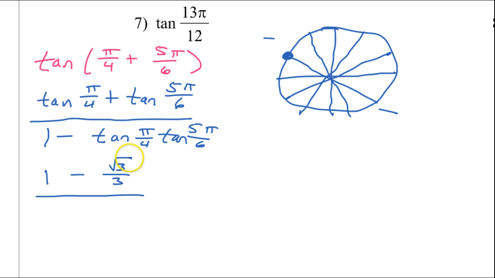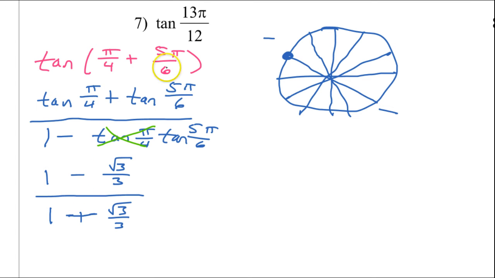Okay, and meanwhile in the denominator, well, tangent of pi over 4 is 1, so I can kind of throw that out. And then we've already discussed that tangent of 5 pi over 6 is negative radical 3 over 3. So I would have 1 minus negative radical 3 over 3. But that's silly. Minus and negative is addition, so I'm just going to go ahead and put 1 plus radical 3 over 3.